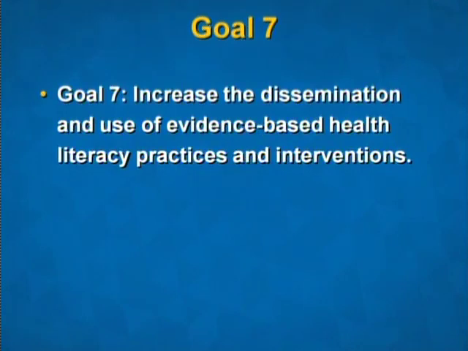The final goal of the National Action Plan, or Goal 7, is to increase the dissemination and the use of evidence-based health literacy practices and interventions. One way to achieve Goal 7 is to actively engage practitioners, community members, consumers, and policymakers in the research process. To achieve this goal, researchers and evaluators may connect with social workers or nurses throughout their research process with questions related to health literacy practices.